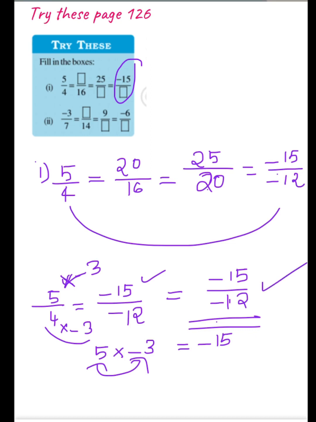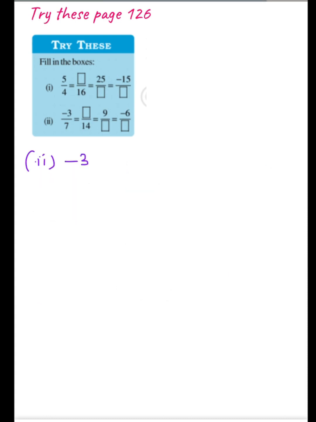In this way you need to find the equivalent fractions. Okay, now let's see the second question. So this is the overall answer for this question. Okay, now the second question is minus 3 by 7 equal to something by 14. Okay, so our question is minus 3 by 7.